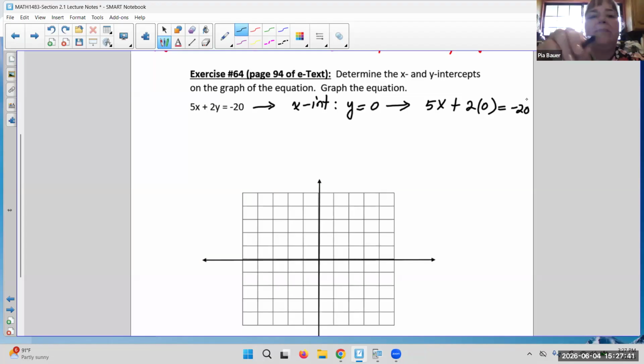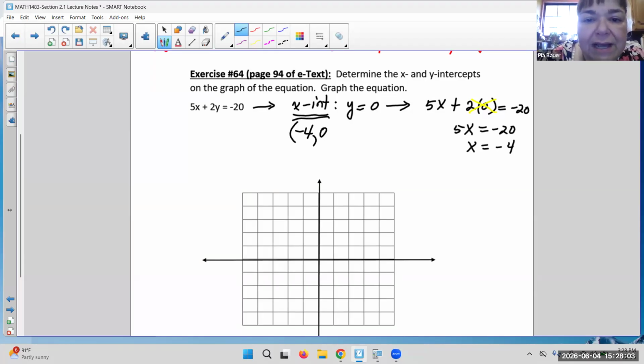So in a way, it makes this term disappear here. So we have only 5x equals negative 20. Then you divide both sides by 5, and that gives you x equals negative 4. So the x-intercept will be the point negative 4 for x and 0 for y.